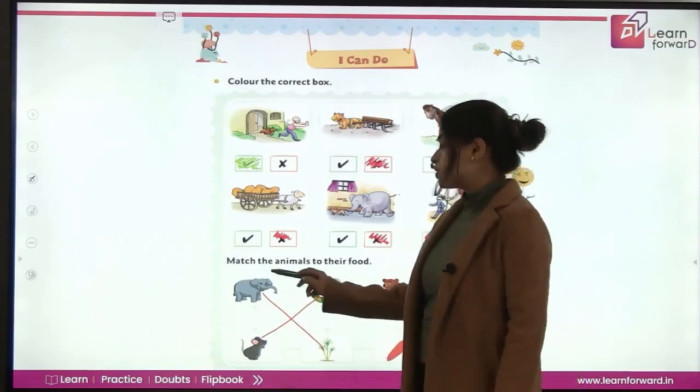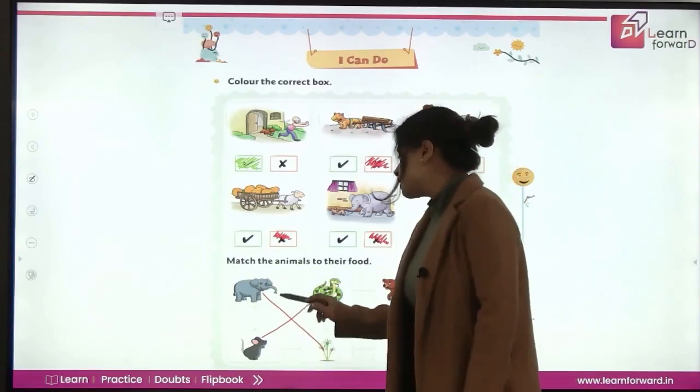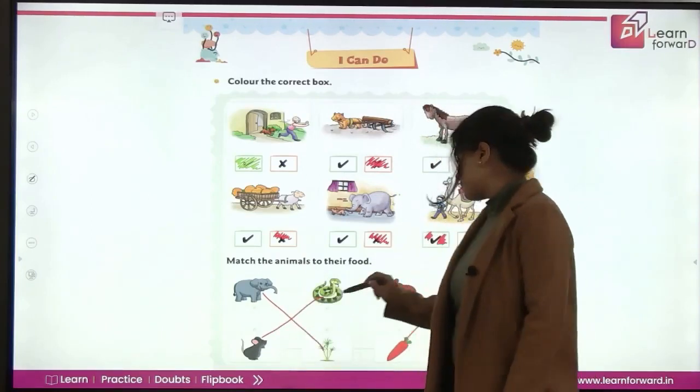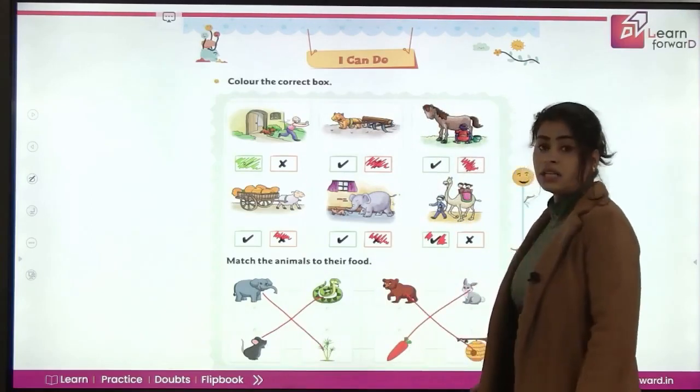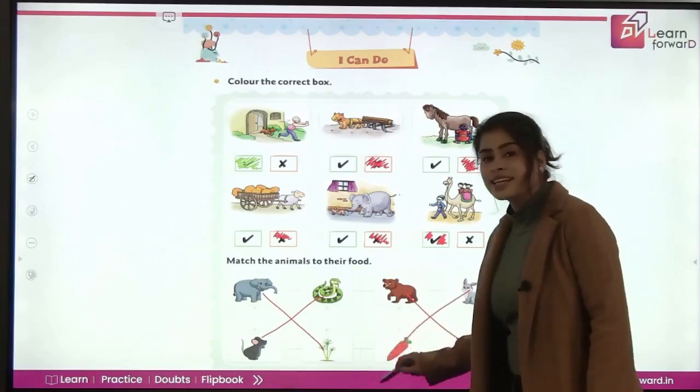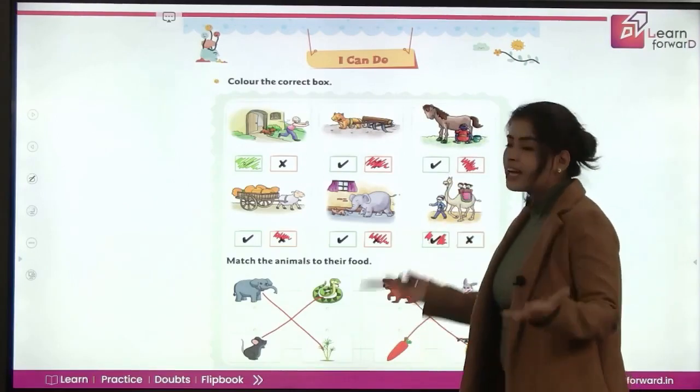Okay. So elephant's food is plants. Snake food is rat. Bear food is honey and rabbit's food is carrot. Okay. So we have done this activity.